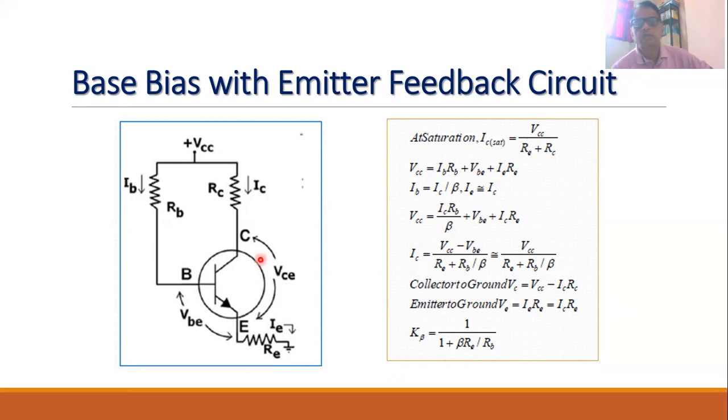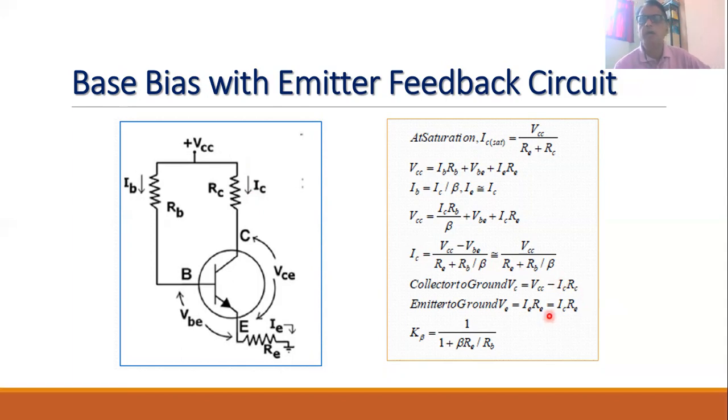Similarly, in this circuit, if you want to compute the collector voltage or collector to ground voltage, we can easily compute it. Collector to ground voltage means the voltage between collector terminal and ground terminal. So this is nothing but the VCC supply voltage minus the voltage across the resistance RC. Therefore, VCC minus IC into RC.